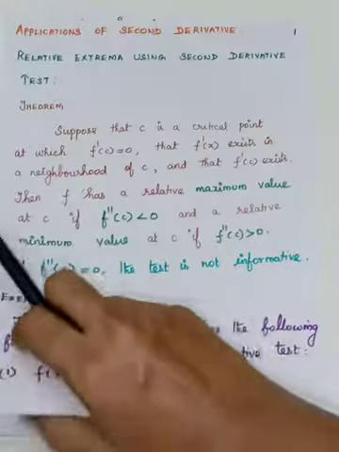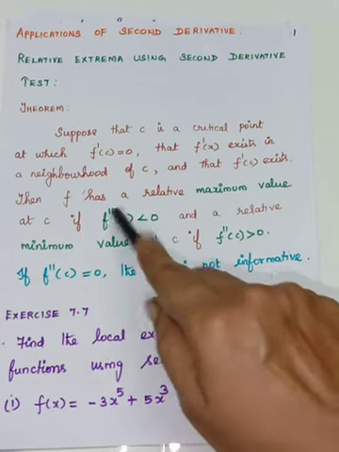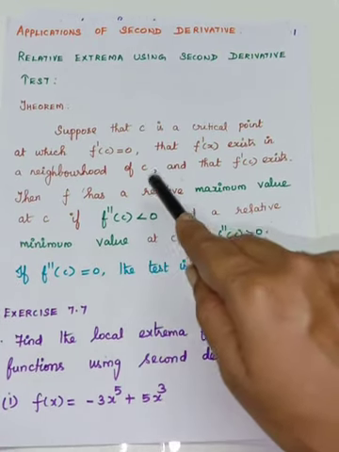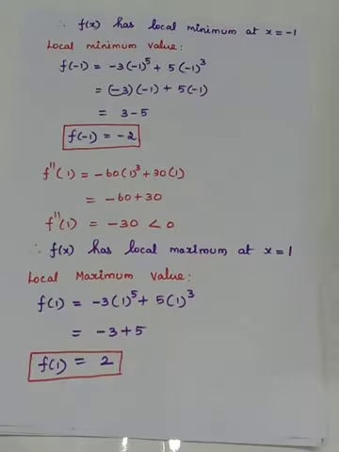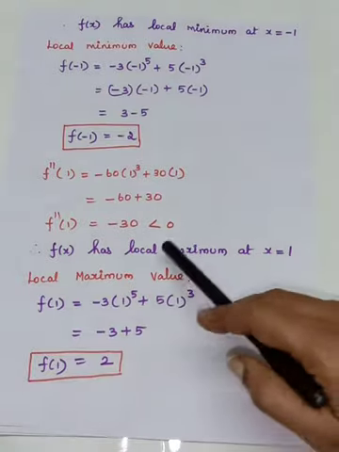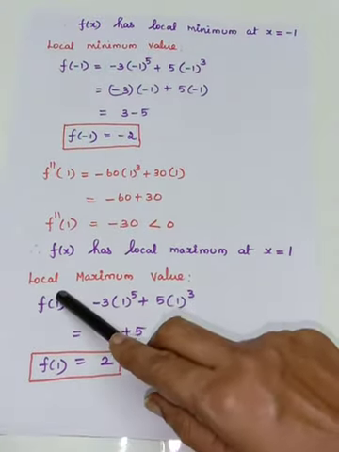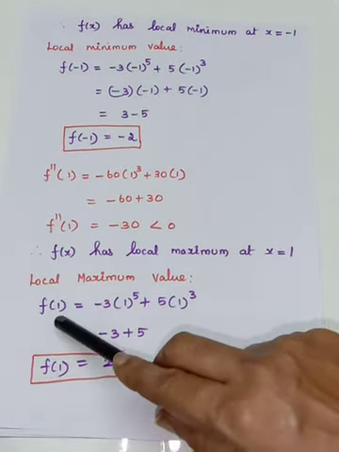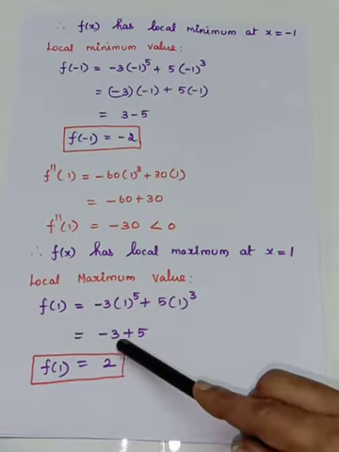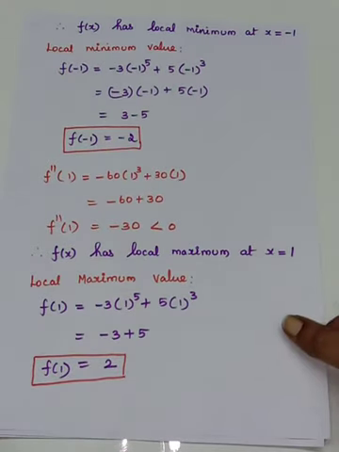Now the condition: f double dash of c is less than 0, so f has a relative maximum value at c. Therefore, f of x has a local maximum at x is equal to 1, and you are going to find the local maximum value. So this x equal to 1 has to be substituted in f of x. The answer is minus 3 plus 5, that is 2. So the first problem is over.